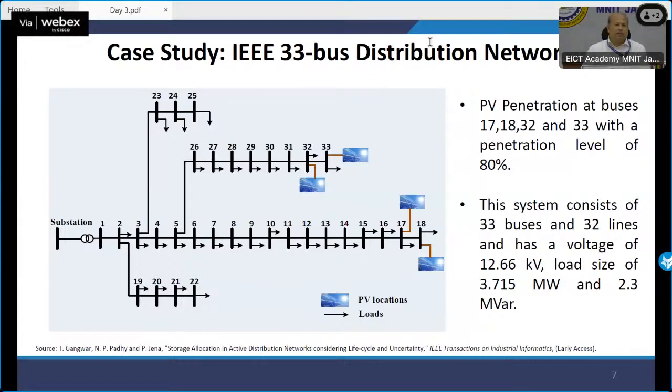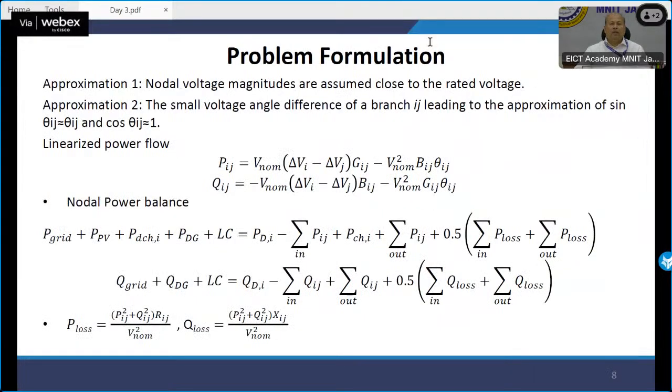The network consists of 33 buses and 32 lines and has a voltage of 12.66 kV and a load size of 3.715 megawatt and 2.3 MVAR. So the total load is 3.715 + j2.3. And we have generators, substation, as well as loads along with PV panels. Now, what exactly we want to highlight has not been very clearly mentioned, we'll slowly see.